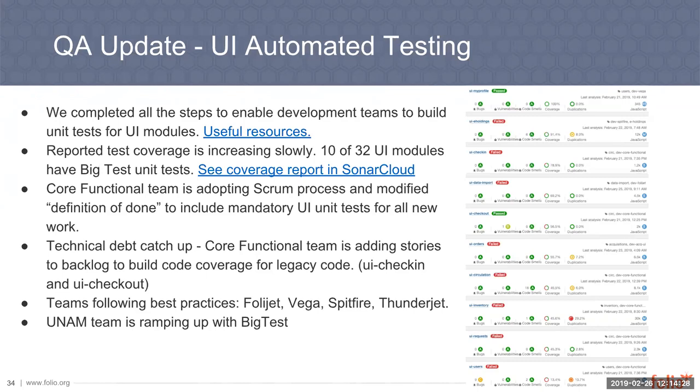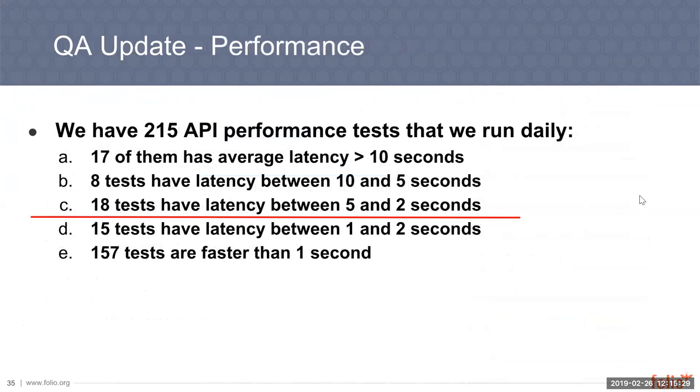So many teams, and I'm very happy to see the Core Functional team adopting the Scrum process and subsequently working towards changing their definition of done that would require building unit tests. And as a result of that, the UI check-in module went above 80%. And I know that the team works on UI checkout coverage as well. Other teams are doing a great job and following the best practices in terms of building UI unit test coverage. FOLIO JET, Vega, Spitfire, ThunderJet all contributed to the improved numbers that we see in the static code analysis. And I also met with the UNAM team, and they are adopting the Big test as well and incorporated it into their work on fees and fines. Okay, so that's all on the unit test code coverage.